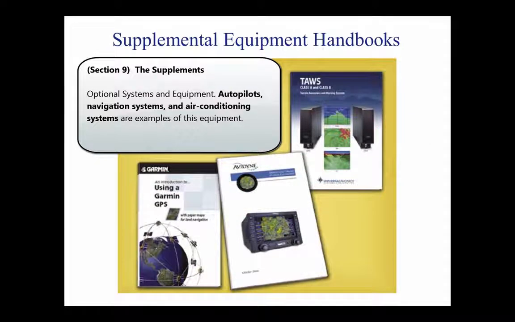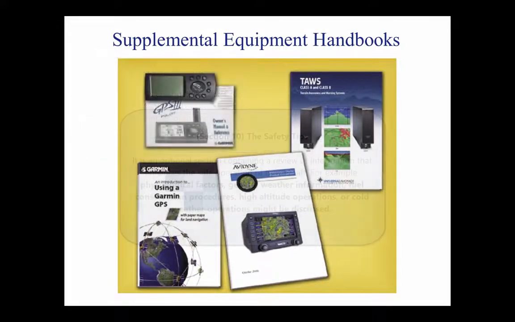Section 9, the Supplements section, contains information necessary to safely and efficiently operate the aircraft when equipped with optional systems and equipment not provided with the standard aircraft. Some of this information may be supplied by the aircraft manufacturer or by the manufacturer of the optional equipment. The appropriate information is inserted into the flight manual at the time the equipment is installed. Autopilots, navigation systems, and air conditioning systems are examples of equipment described in this section.